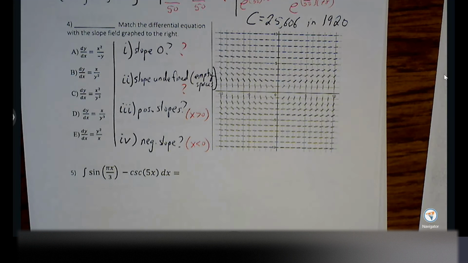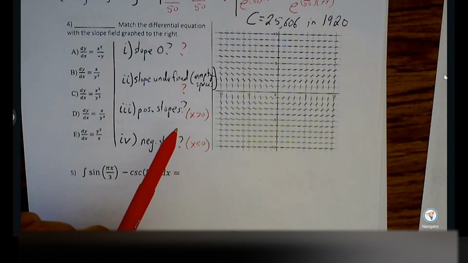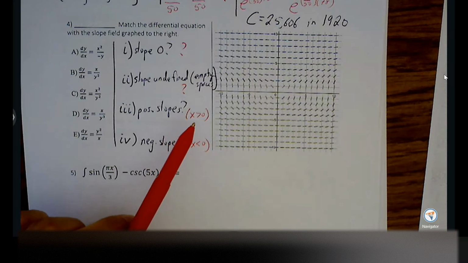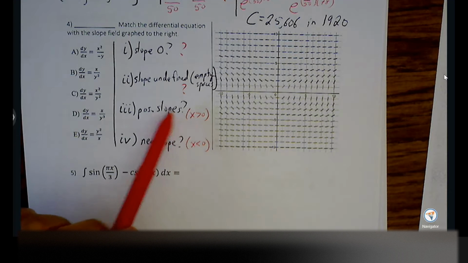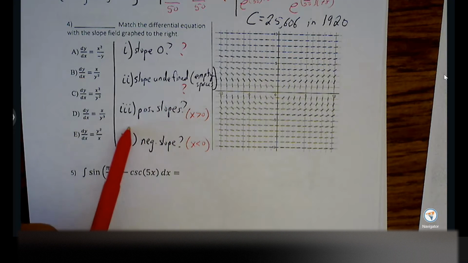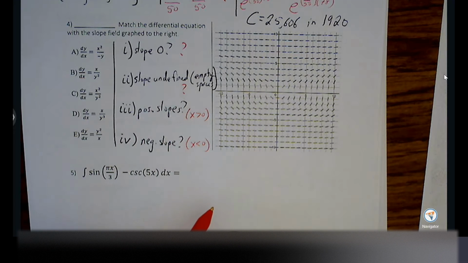Wait, are we looking for y negative? Like negative y? Yeah, we want to look for ones where if x is positive, it's returning us a negative slope so that we can just cross it out. Oh, okay. Yeah, I see.